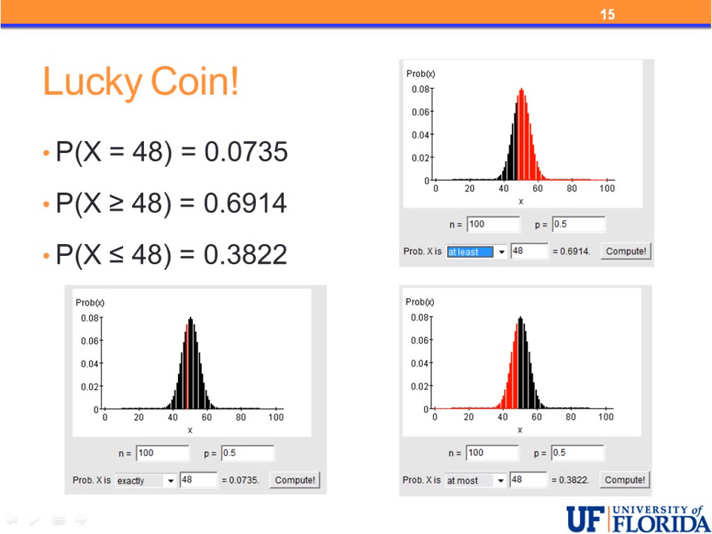Here we find that if the coin was exactly fair, there was a 7.4% chance that we could obtain 48 heads out of 100 tosses. There would be a 38.2% chance of getting 48 heads or less, and a 69.1% chance of getting 48 heads or more. Notice these last two probabilities do not add to 100%, as they both contain the probability that x equals 48. Now we will start assuming other values for the truth, which are not the null hypothesis.